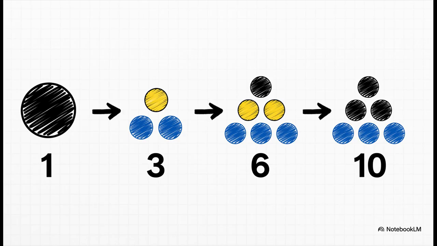Imagine building a triangle with dots. You start with 1 dot, then you add a new row with 2 dots, giving you a total of 3. Then add a row of 3, you've got 6. Add a row of 4, you're at 10. It's a pattern you can build with your own hands.